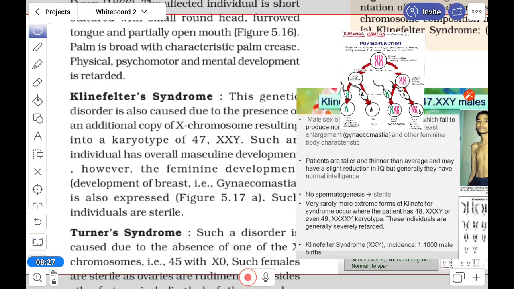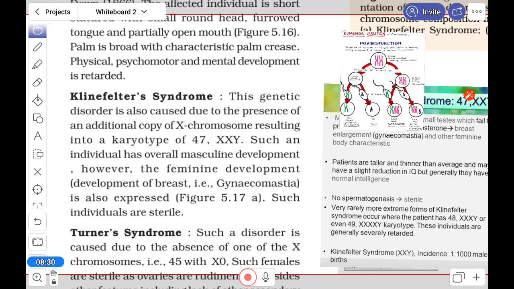Klinefelter syndrome, here it is. Already we have seen it as XXY, so the chromosome number increased to 47, that is the karyotype. Here in this individual, the feminine characters will develop instead of the masculine. Development of breast is there, which is called gynecomastia. All these features are expressed, and this individual is sterile.